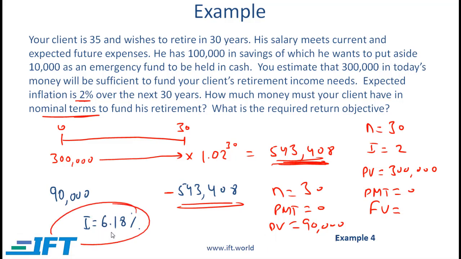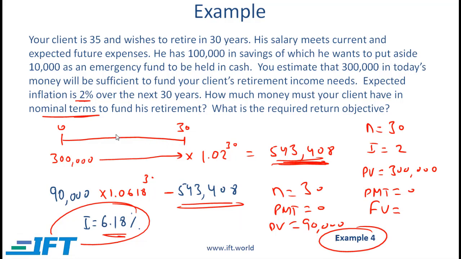What you should get is 6.18%. Just to double check, you can then do 90,000 into 1.0618 to the power of 30 and you will get approximately this number. Now do example 4 in the curriculum.